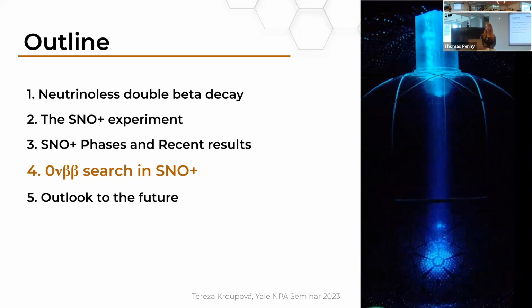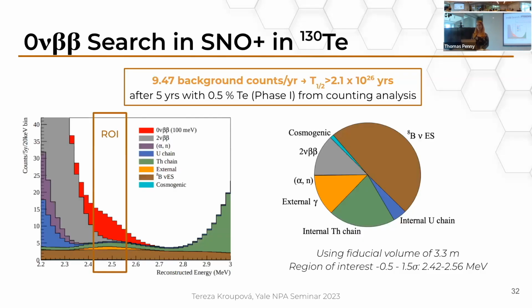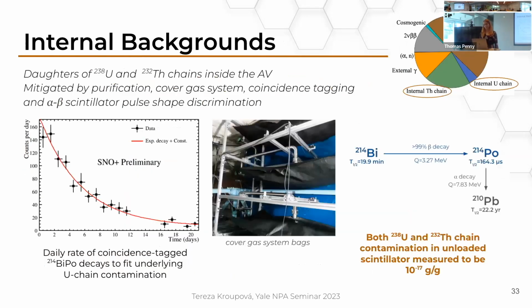Okay, so what do we expect for the neutrinoless double beta decay search, and in more detail, how do we plan to achieve this? So bringing this slide back, this is our background budget, and how certain we are that this pie chart that I showed at the start is actually trustworthy. So let's take them one by one.